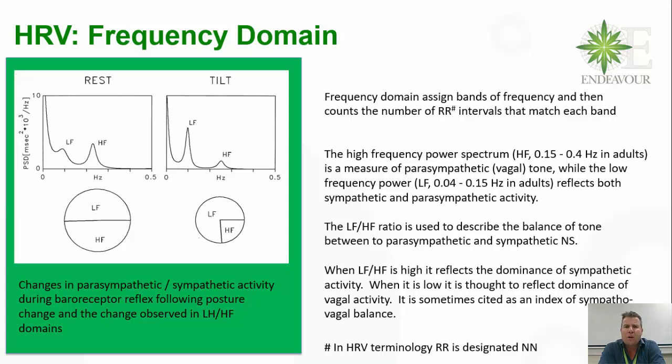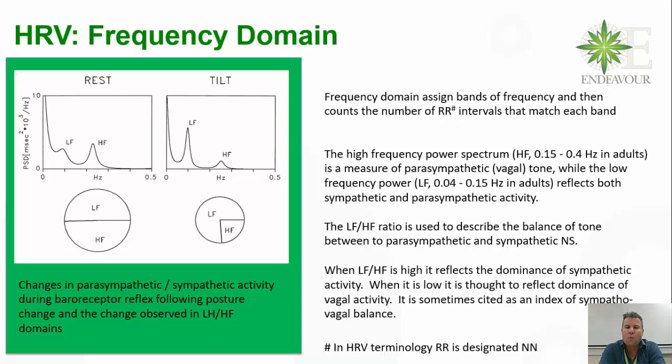Okay, so the high frequency spectrum tone is a reflection of the parasympathetic or the vagal tone. The low frequency power spectrum is a reflection of both sympathetic and parasympathetic. Essentially, the frequency domain is then expressed as a ratio of how much low frequency versus high frequency you have, and it reflects the parasympathetic and the sympathetic nervous system ratios.